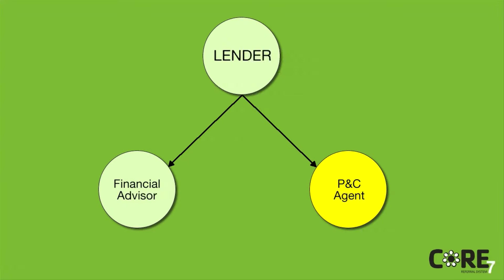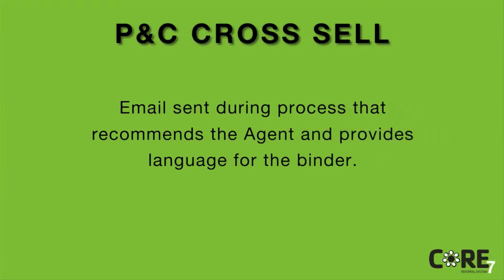All right, so the second opportunity that the mortgage originator needs to focus on is property and casualty. Can you talk about that? Absolutely. Property and casualty is a very, very easy cross-sell for the mortgage originator. It's really just a simple email that's sent during the process recommending the property and casualty insurance agent. We provide the insurance binder language that the bank requires. We also blind copy or copy the property and casualty insurance agent, so they can respond to the client to set up a time to speak about this.